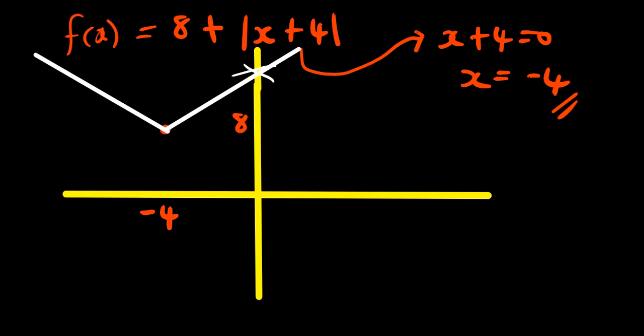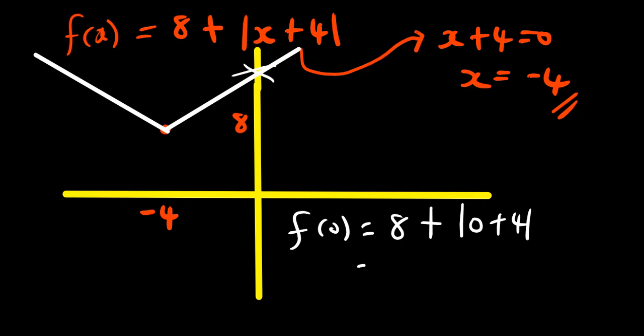You know that on the y-axis x is equal to 0, so I'm just going to say f of 0 is equal to 8 plus the modulus of 0 plus 4. So this will be 8 plus 0 plus 4, that is 4. The modulus of 4 is just 4. 8 plus 4 is 12. So therefore this point here is 12. You are done. Very simple and very straightforward.